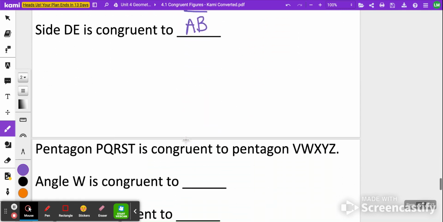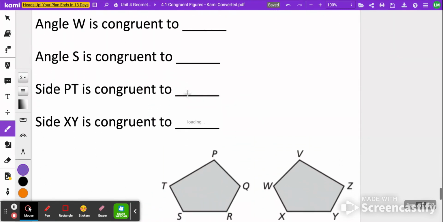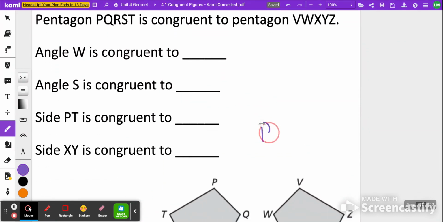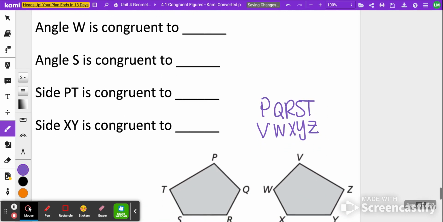Okay? How about you pause the video and try this one? Pentagon PQRST is congruent to VWXYZ. How do each of these angles and sides match up? All right, as you pause the video, hopefully you're able to try this.